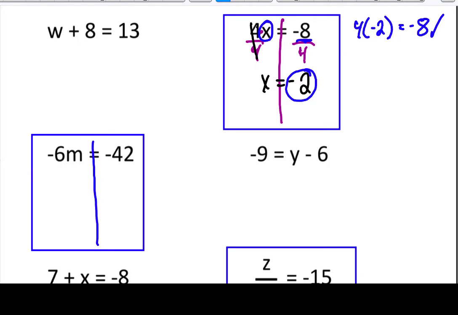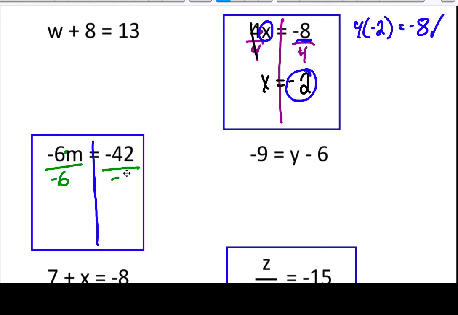-6m is equal to -42. Okay, here's the thing I want you to watch for. Again, -6m means -6 times m, meaning it's a multiplication problem. So we want to do the opposite, which is to divide. But make sure you divide by the whole thing that was being multiplied. Some people are going to go, oh, they multiplied by 6, so I'm going to divide by 6. Well, no, they multiplied by -6, so I'm going to divide by -6. The negative goes with it along with the number.